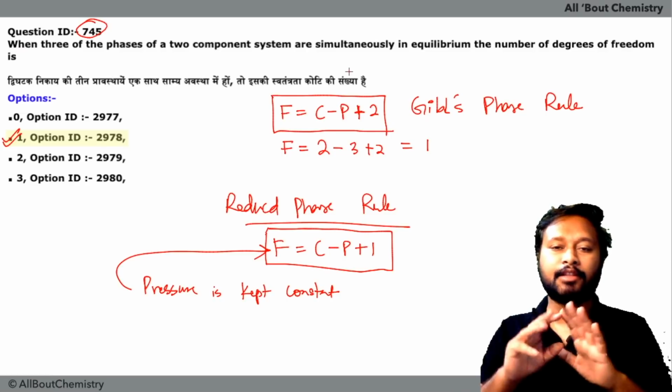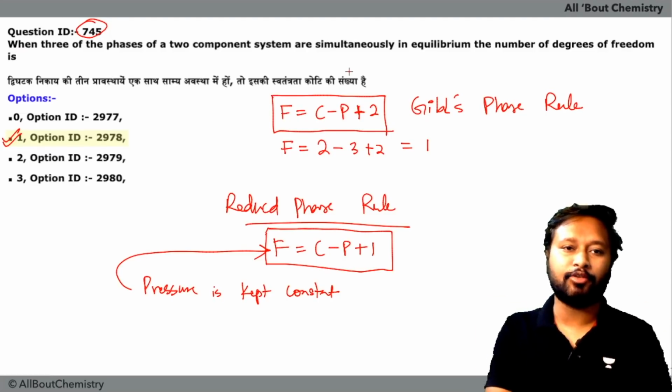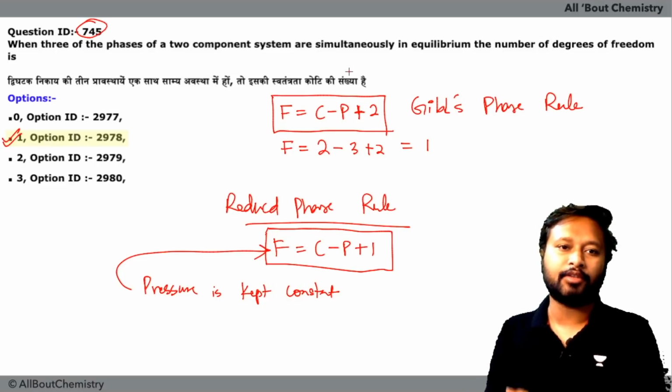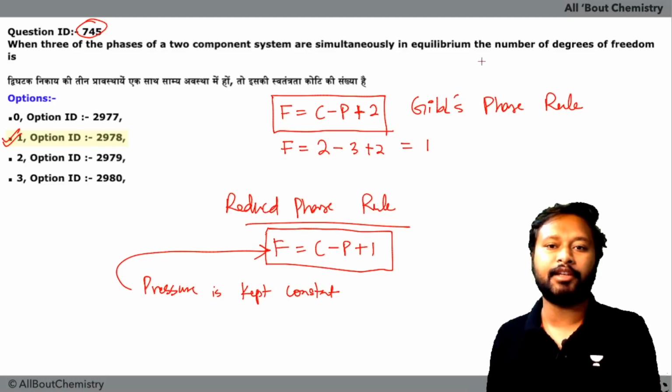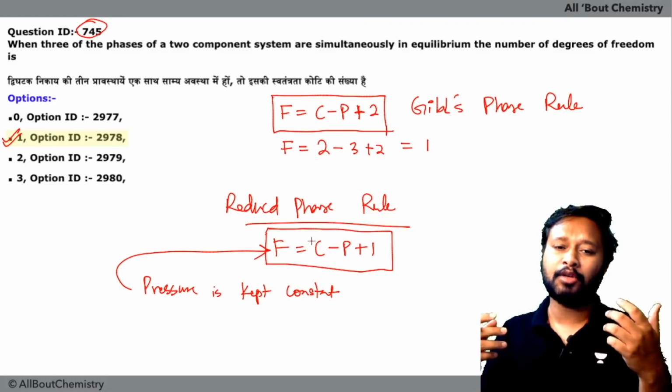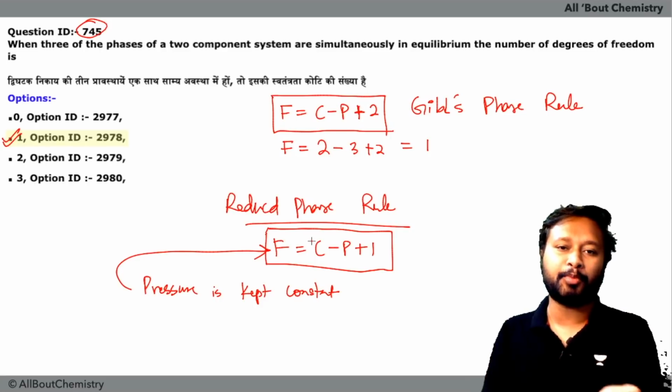In the question, there is nothing mentioned about it. They are not telling you to do it at constant pressure, or at a certain condition. They are just telling that when three phases of a two component system are simultaneously in equilibrium, what is the number of degrees of freedom? If you have studied the Gibbs phase rule properly, you would have known this, and the answer would have been 1. If you had put in extra effort to solve it in this way, your answer would come as 0. That is an incorrect approach, so I don't think this question needs to be challenged.